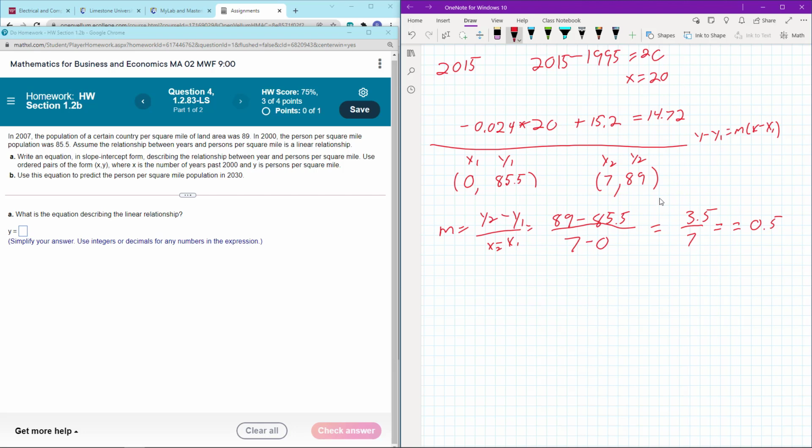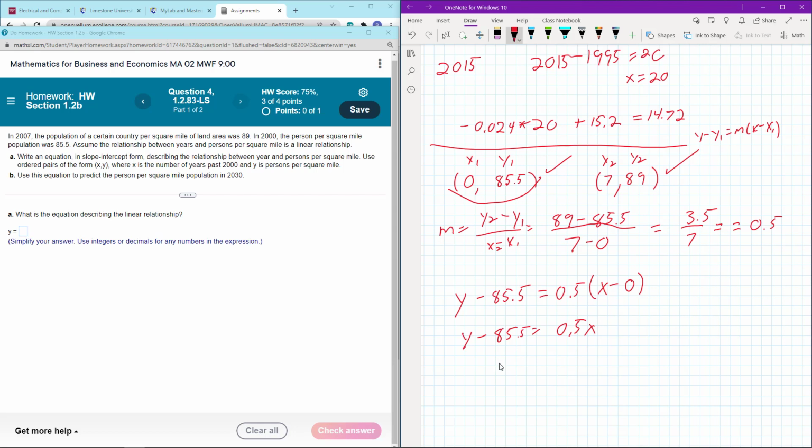Okay, now we want to use the point slope form, and it doesn't matter which point we use. We can use this one or this one. We probably want to use x1, y1 because it has a 0 there, which will make this thing easier to work with. So using this point, we will have y minus y1, which is 85.5, and that is going to be equal to the slope, which is 0.5, times the quantity x minus x1, which is 0. All right, so cool. That gives us y minus 85.5 is equal to 0.5 times x.